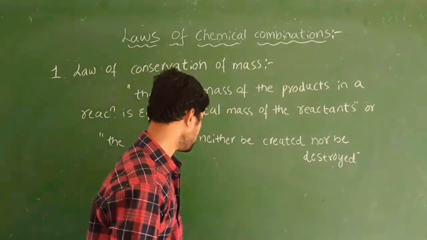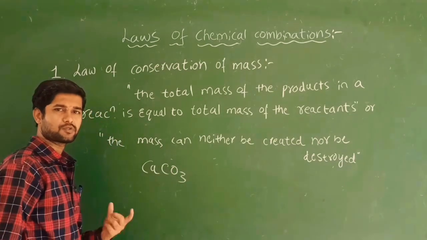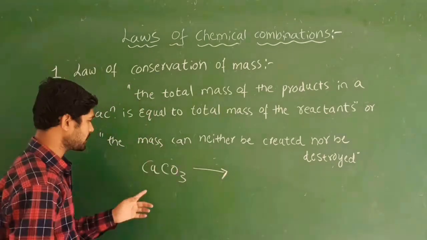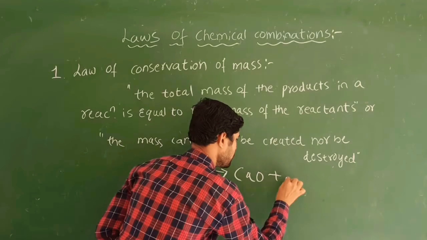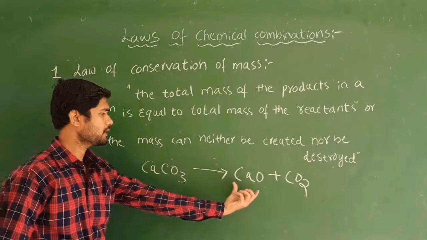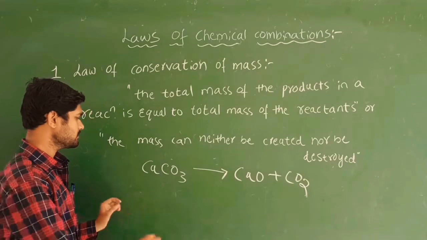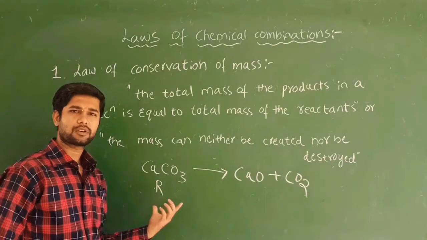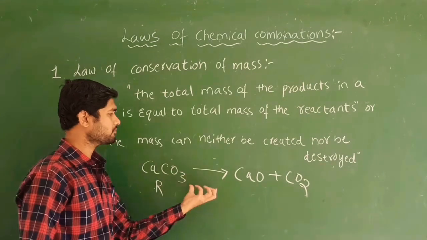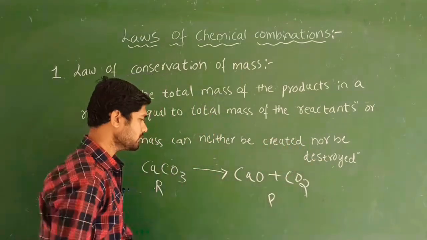Okay, I take one example, that is called calcium carbonate. Calcium carbonate undergoes decomposition and splits out. What happens is calcium oxide plus carbon dioxide. Calcium carbonate is going to decompose into calcium oxide and carbon dioxide. It's a simple reaction, you know very well. So this is called reactant. Before the arrow mark, what you write is called reactant, and after the arrow mark, what you write is called products. So this whole I am going to call products here.